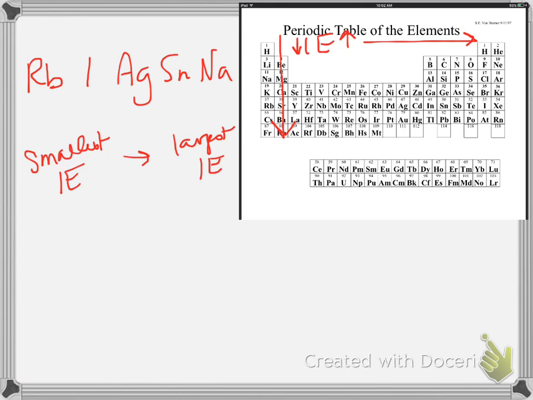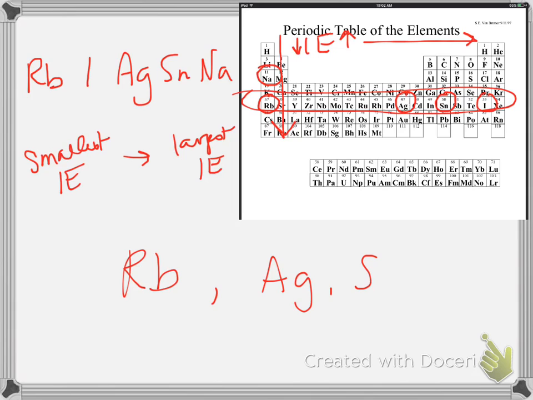Okay, so if we compare, we have rubidium, iodine, silver, and tin, all within one period, and then we have sodium, which is up a group from rubidium, group 1 but higher than rubidium. So we want the smallest ionization energy there is, and let's first look at the ones in the group that are together. So we know that rubidium will have the smallest ionization energy of any of these, followed by silver, followed by tin, followed by iodine.